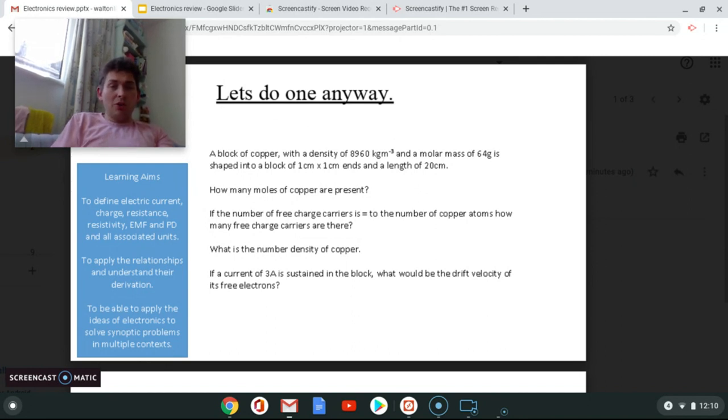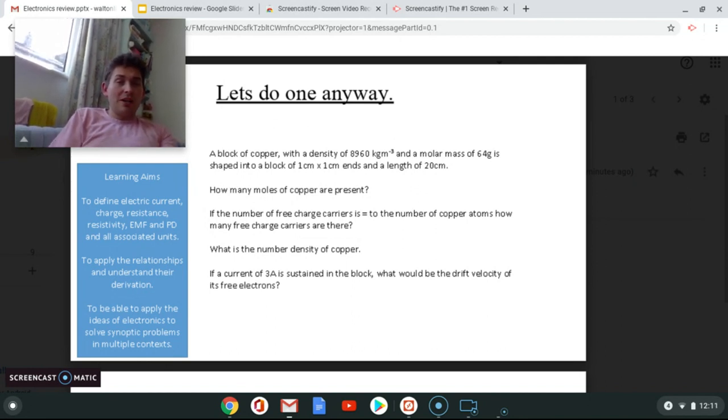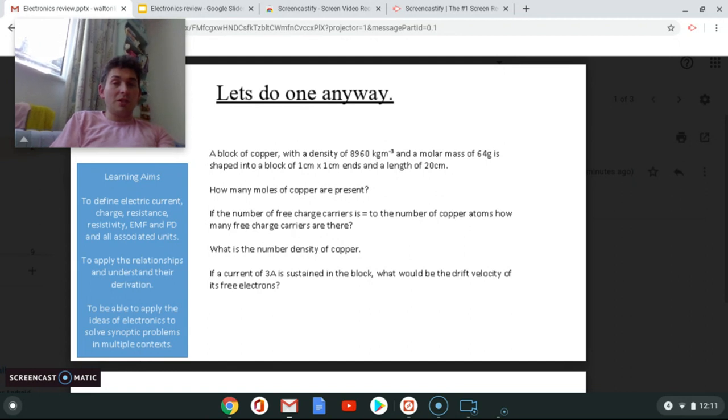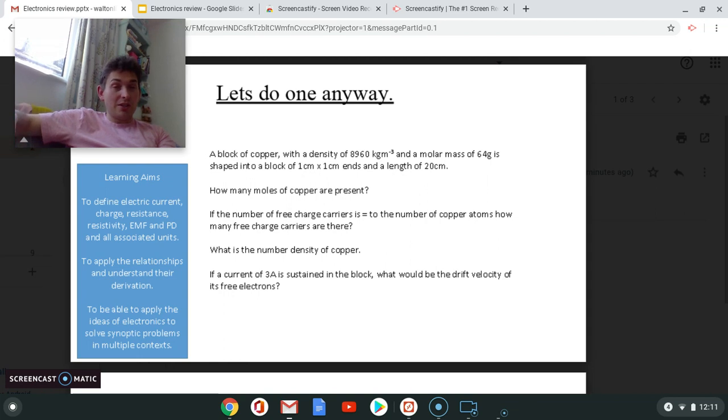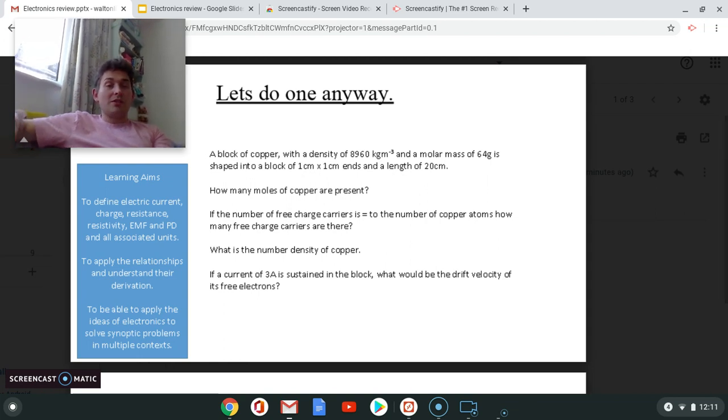So a block of copper with a density of 8,960 kilograms per meter cubed and a molar mass of 64 grams is shaped into a block of 1 centimeter by 1 centimeter ends and a length of 20 centimeters. How many moles of copper are present? If the number of free charge carriers is equal to the number of copper atoms, how many free charge carriers are there? And what is the number density of copper?